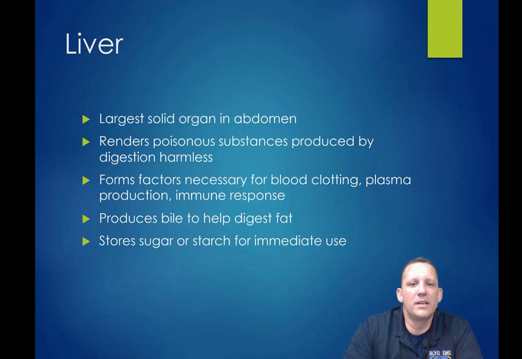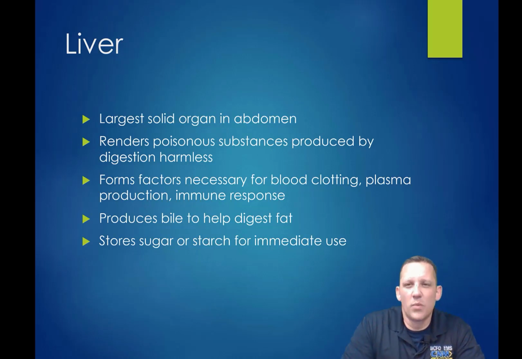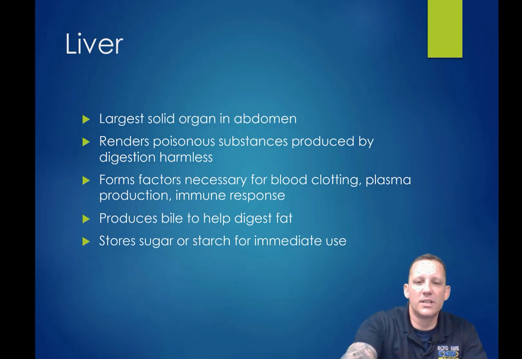The plasma production and the immune response is all part of some of the functions in the liver. It also produces bile to help digest fat. So the liver also stores sugar and starch for immediate use, and this is where you guys are going to be tested on the application of glucagon in a hypoglycemic event, right? That particular drug is going to cause the liver to release its stores of sugar and starches so that the body can kind of maintain some energy. And again, we'll get a little bit deeper into that as you guys start studying your drugs.